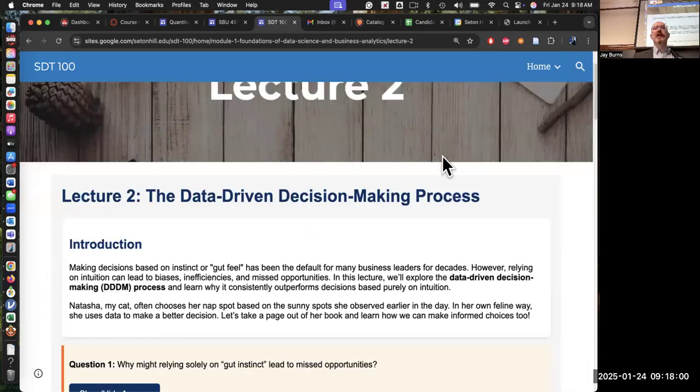So now we're going to branch out to where we're going to talk a little bit more specifically about the data-driven decision-making process. The data-driven decision-making process is one of the things that is most influential when it comes to data science and, well, business. And it's the thing that's talked about the most. It's sometimes abbreviated as triple DM, so DDDM.